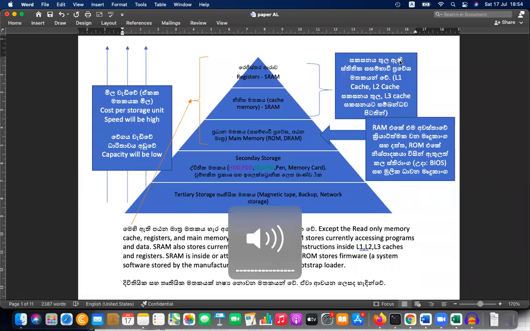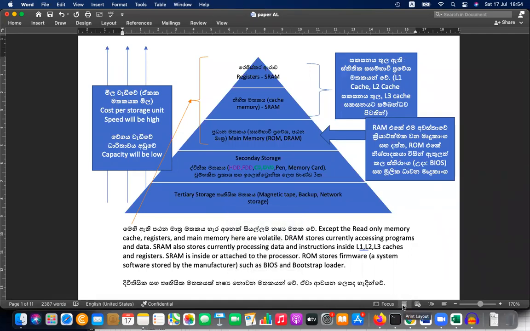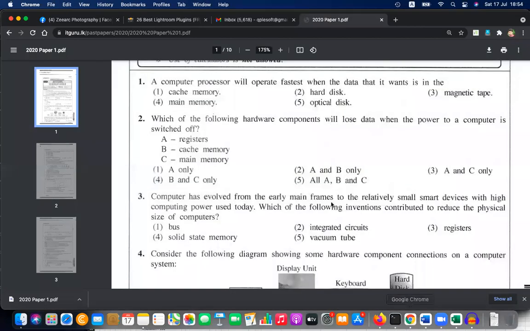Okay, so the next thing is, right now we know about the memories, volatile memories, non-volatile memories, and here's our question paper, right? That second one also you can answer. So it's asking about the volatile memory. The first one, you know which is the fastest. Fastest is cache memory in the above. So registers are even more faster than cache memory, right?